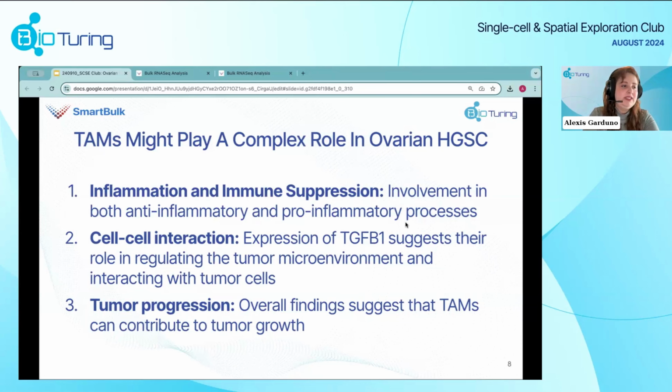The second part is the actual cell-to-cell interaction role. This would be where we see the expression of TGF-beta 1, which suggests that these TAMs can regulate the tumor microenvironment and interact with other tumor cells. And the third, which relates more to tumor progression, we could also see from the ANOVA that the overall findings indicate that TAMs can contribute to tumor growth and also have a role in progression mechanisms. So these are therapeutic strategies that we can develop further.